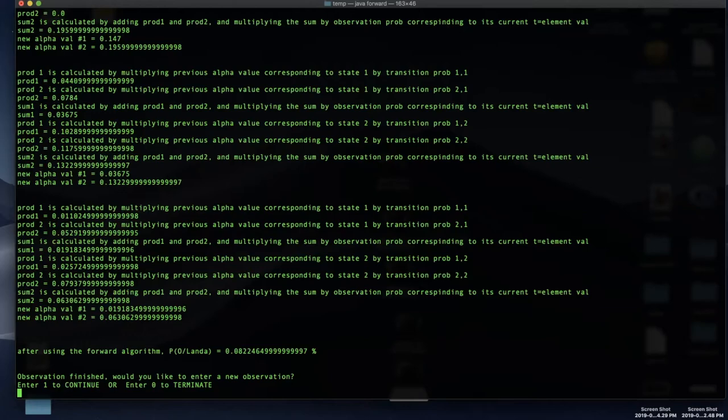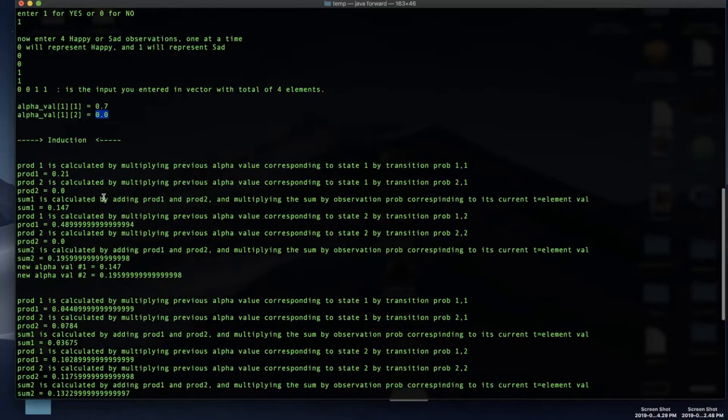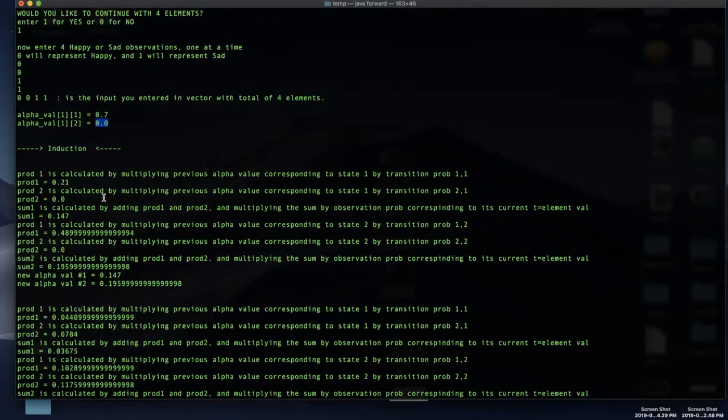So let's look at what happens. The input: remember how we said the first one was 0.7 and the other one zeros out because it's 0 times 0.3. So there we go, the first alpha values. And then induction, where we start doing the computation part for the remaining elements.